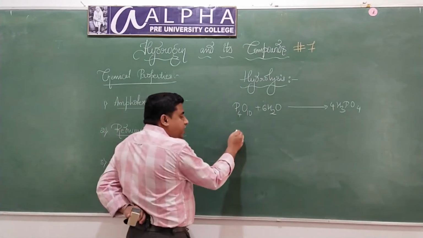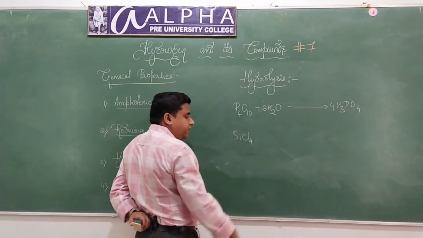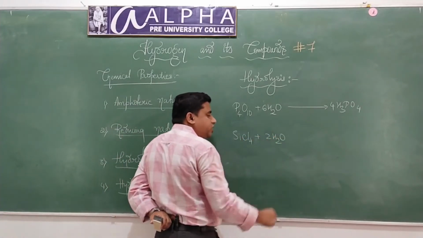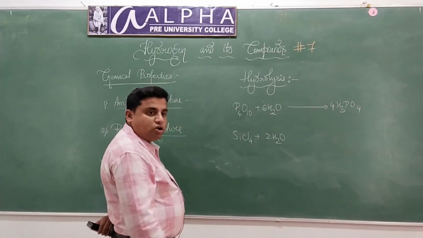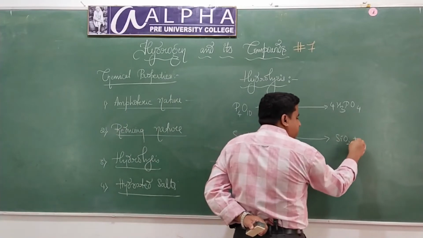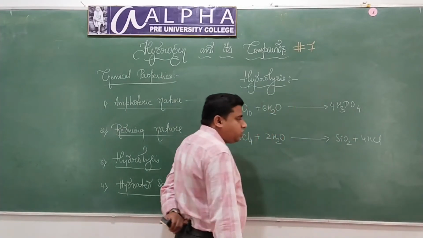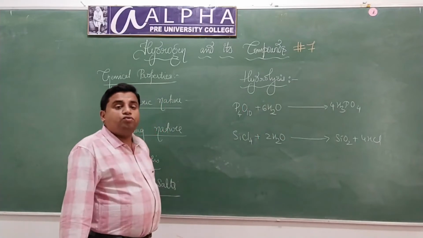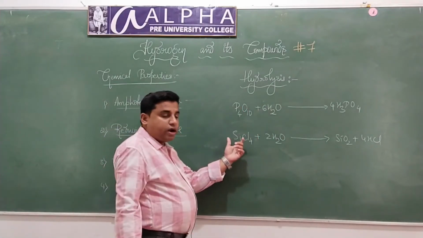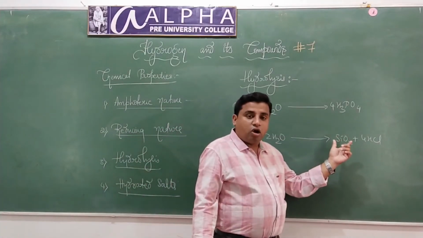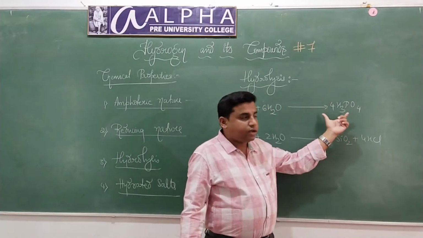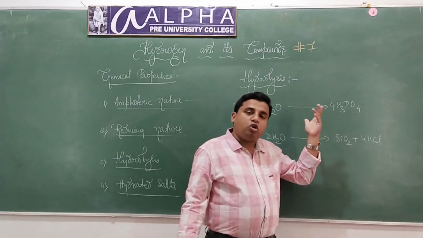Also if I take silicon tetrachloride and treat it with water, what happens? It gives silicon dioxide and 4 molecules of HCl. See here, silicon tetrachloride is hydrolyzed to silicon dioxide. P4O10 is hydrolyzed to what? Phosphoric acid. So these two are hydrolysis reactions.